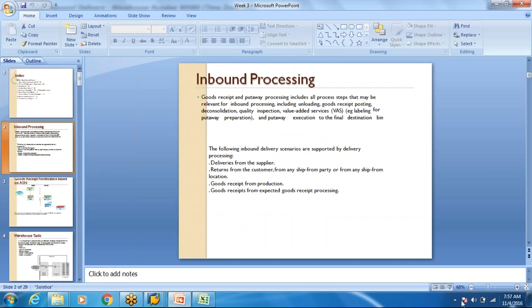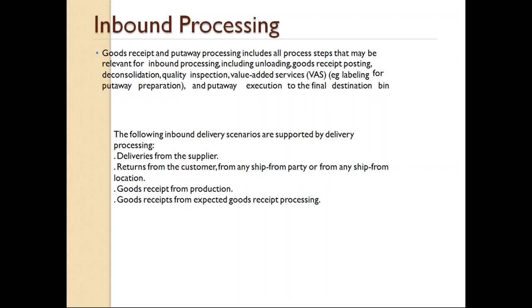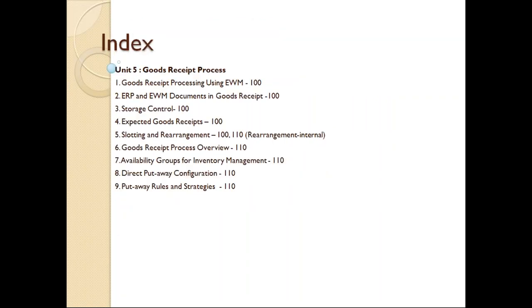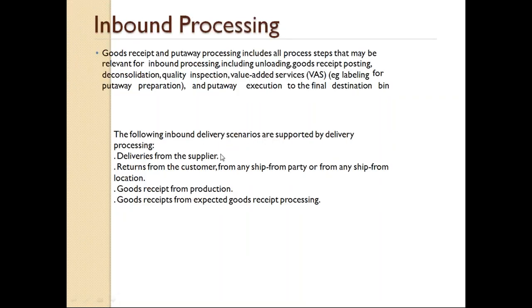So what all kind of inbound deliveries are supported by EWM? We have deliveries which come from suppliers. We have receipts when we receive them from production. We have receipts when we get something back from a customer, or any ship-from, or any other plant where we have sent the product. So there is a special topic in inbound which I'm going to take.